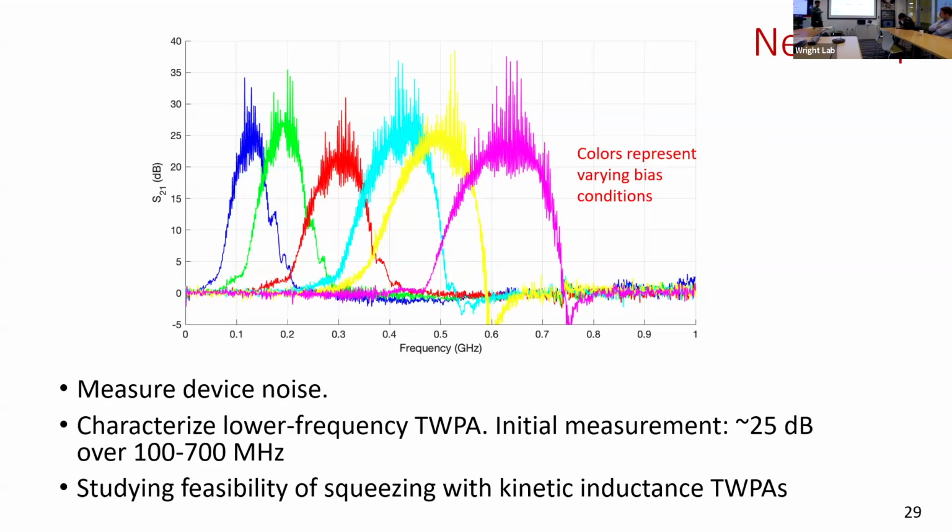So the next steps are, these devices have been shipped from JPL to Princeton. We're working on a setup to measure the device noise. There is also, as I mentioned, we want to get down to 200 megahertz. So there is also now a device architecture that initial measurements have been done on to get gain all the way down to 100 megahertz. So we'll be characterizing these as well. And then one thing that I'm particularly interested in is the possibility of two-mode squeezing to get around the standard quantum limit with these kinetic inductance amplifiers.